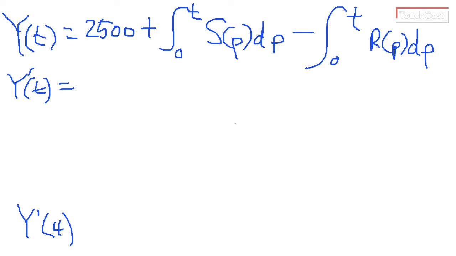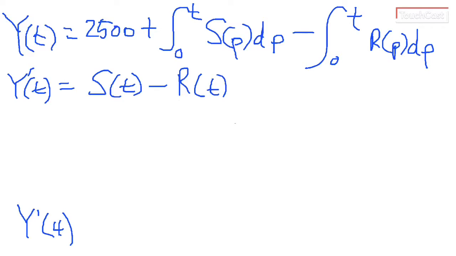So y prime of t: the derivative of 2,500 is 0, plus I'm going to take the derivative with respect to t of the integral from 0 to t of S of p dp, that's S of t, minus the derivative of the integral from 0 to t of R, which is R of t. So there we go. That's not so bad.